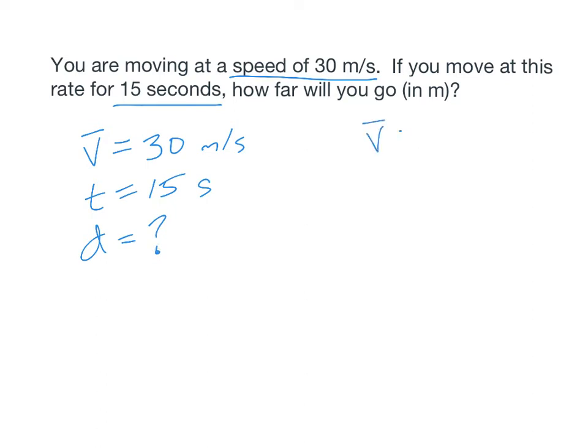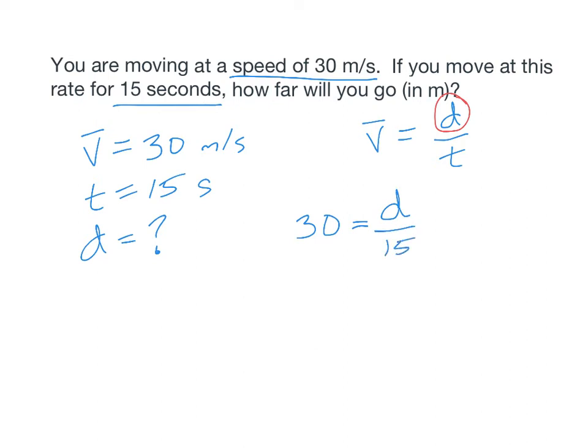So here's our equation. And we want to solve for the distance, how far we went. There are a number of ways to do this, but let's start by plugging in our numbers. V bar is 30. We don't know D, so I'm going to leave that as D, and we're going to put in 15 for time. So we want to solve for D here.